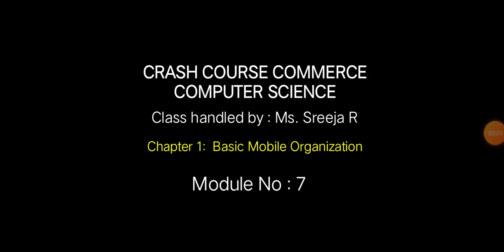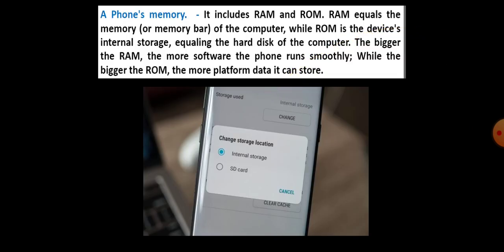My dear children, in this module we are going to discuss the storage of mobile systems. A phone's memory includes RAM and ROM. RAM equals the memory of a computer. What is the use of RAM? Random access memory is used only for processing. The contents in the RAM are frequently changing depending upon the processing it is doing.